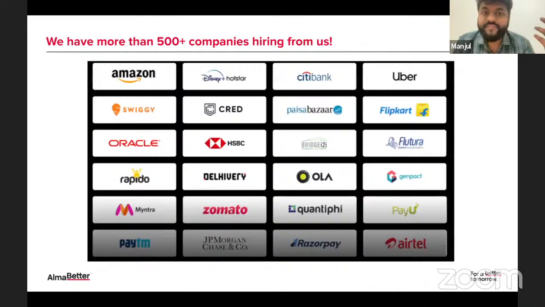Well, we have more than 500 companies who are hiring from us, and they can range from product-based companies to service-based companies. We have a lot of startups, most of them Indian startups. I hope you must have heard about names like Cred, Swiggy. Then we have Flipkart, Uber, Citibank, Disney plus Hotstar, Amazon, Oracle, HSBC, and these companies range widely, because data has its own domains, right?